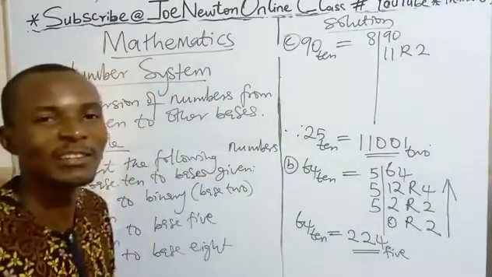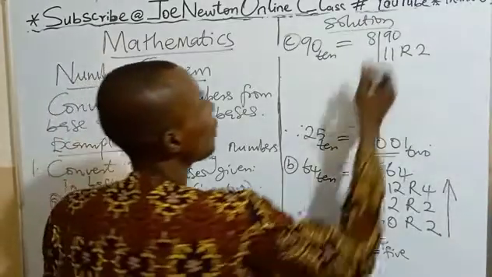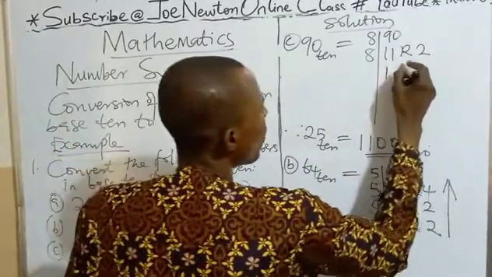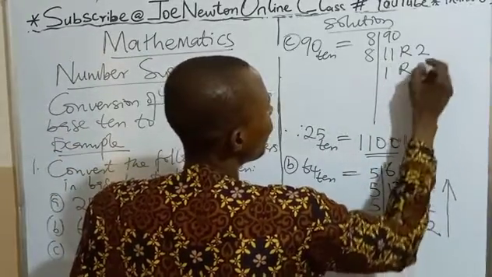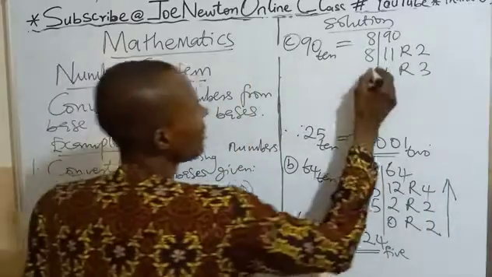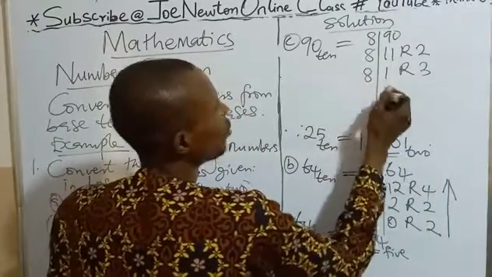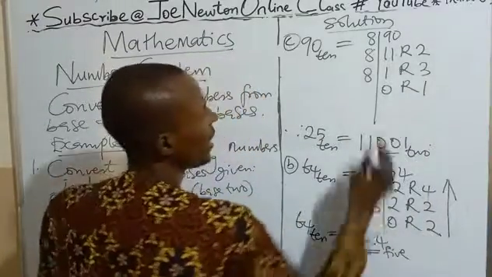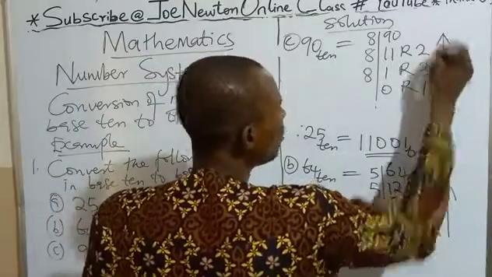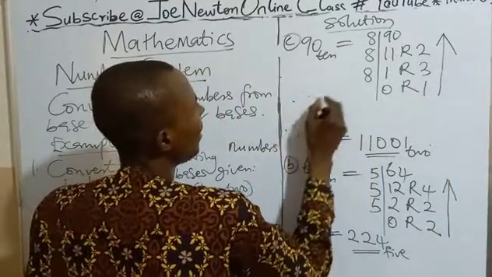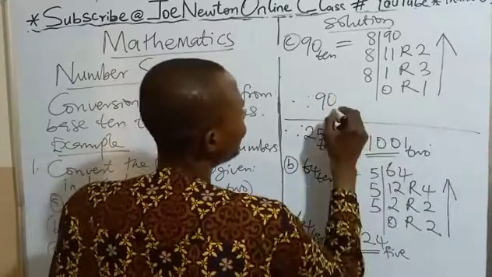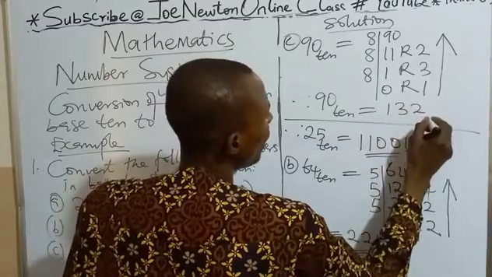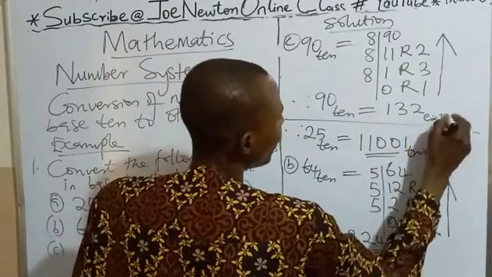So we have 8 divide 11. When 8 divides 11, we have 1, remainder 3. Then 8 divide 1, it is less than 8 now. So we write 0, remainder 1. So we now have, remember the rule, that 90 base 10 is equivalent to 132 base 8.